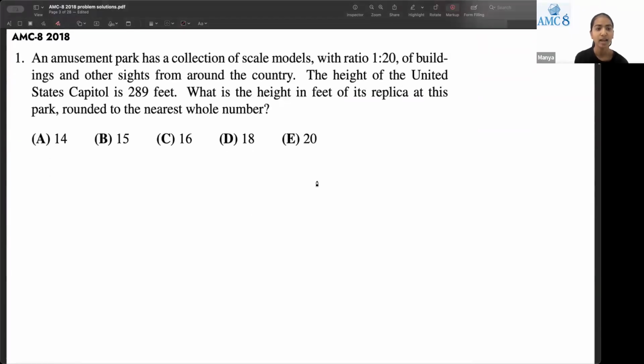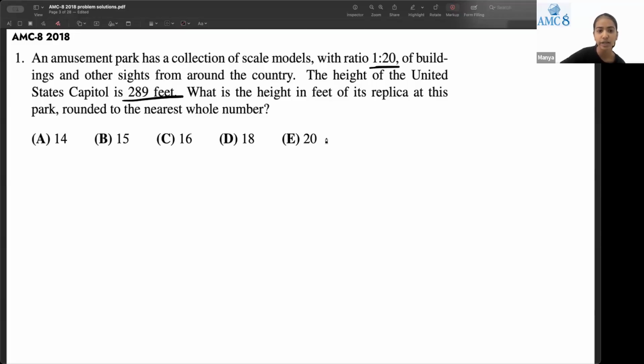Problem number one. An amusement park has a collection of scale models with ratio 1 to 20 of buildings and other sites from around the country. The height of the United States Capitol is 289 feet. What is the height in feet of its replica in the park rounded to the nearest whole number? So they told us that the ratio is 1 to 20, and they also told us in real life the United States Capitol is 289 feet.